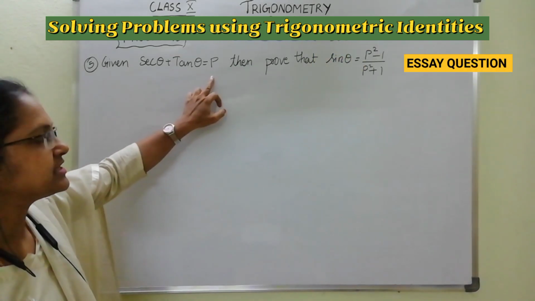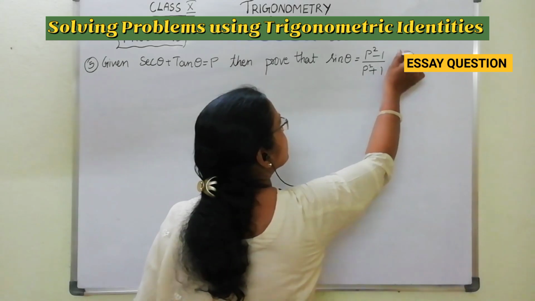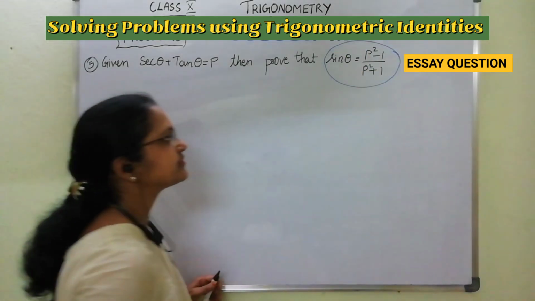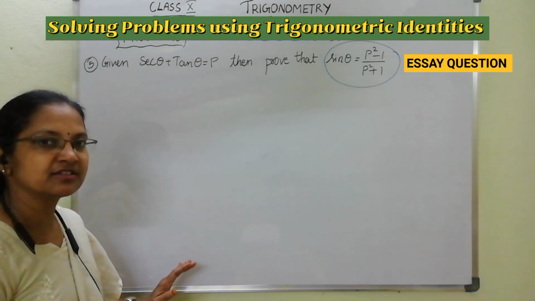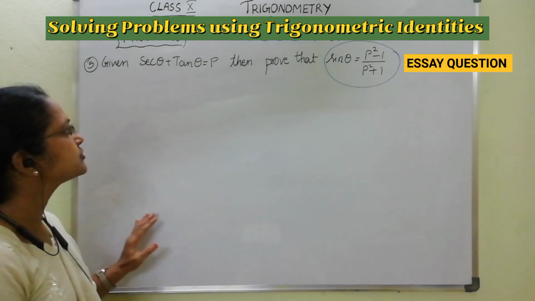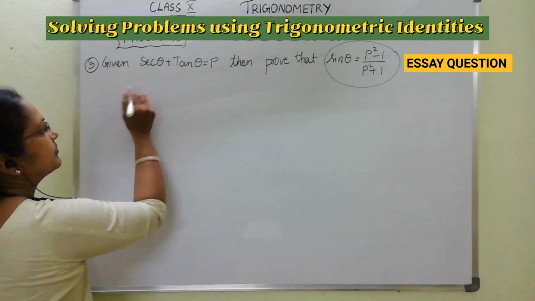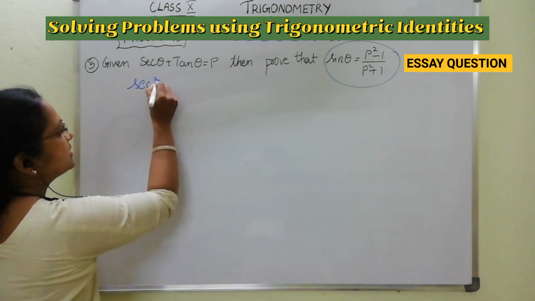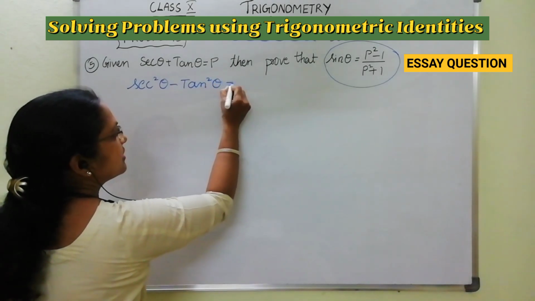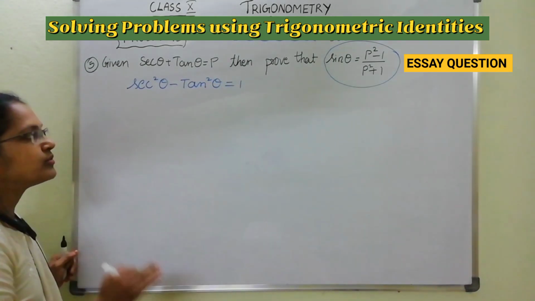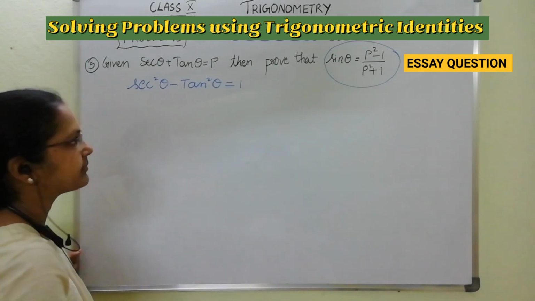Secant theta plus tan theta equal to p, and we need to prove that sin theta is equal to p square minus 1 by p square plus 1. This problem has many methods, but the most favorite method of students is by using the identity secant square theta minus tan square theta is equal to 1. Our second and third identity is in the a square minus b square format.